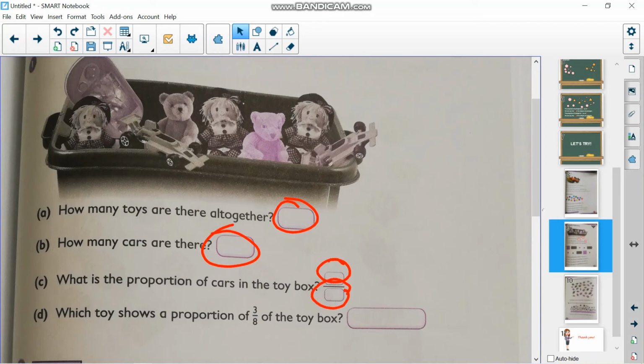in the denominator. Letter D, which toy shows a proportion of 3/8 of the toy box? You have to write the name of the toy that is showing 3/8. Is it the car? Is it the bear? Or is it the doll? Okay, write the name here.